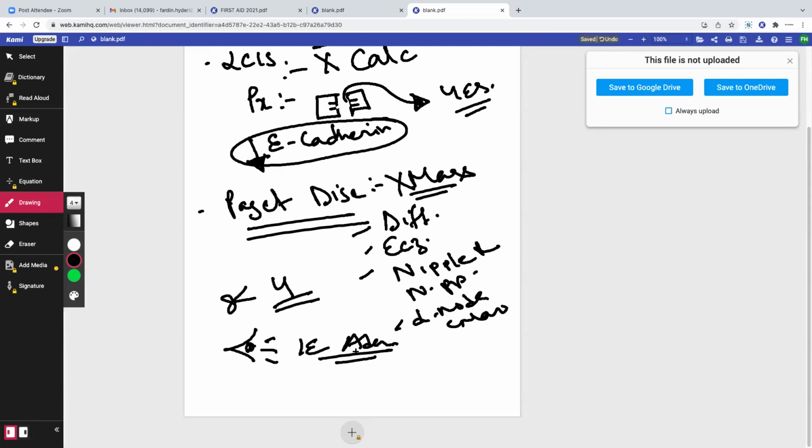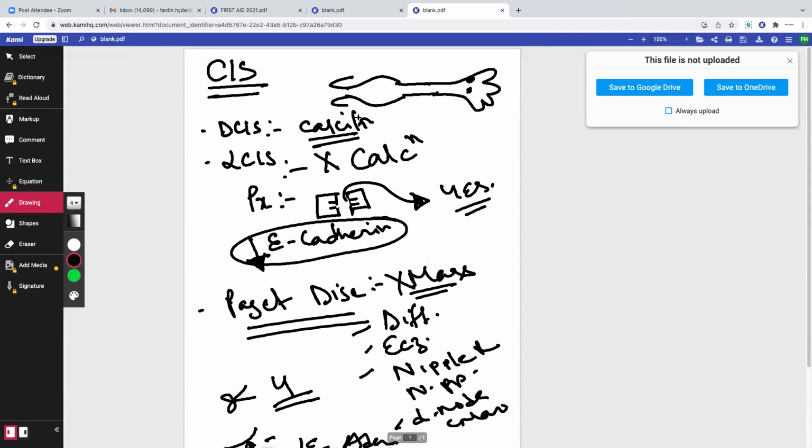Have I made myself clear? Yes or no? Okay. Have I made myself clear? Okay. So if I had to say one carcinoma that can arise from the lactiferous duct, what would be the name of that carcinoma?